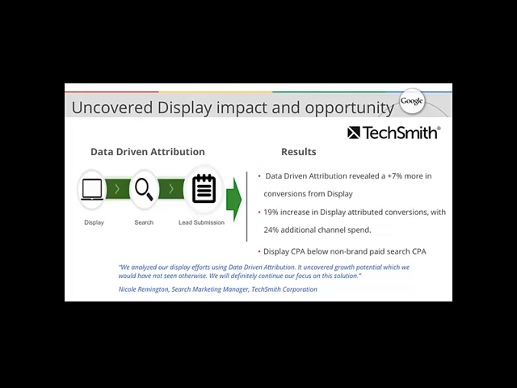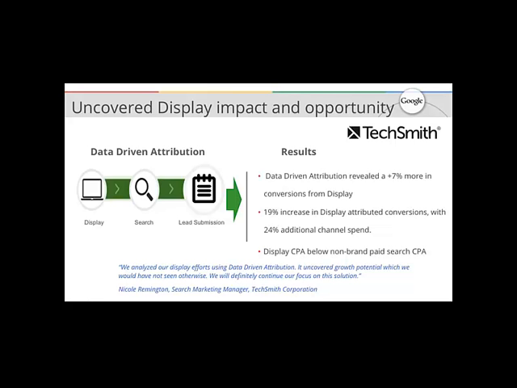Yeah, that's right. So actually 7%. The point was that what they found was that there was 7% more conversions from display than what they were thinking they were getting. And as a direct consequence of that, they said, we want to ramp up our display spends further. Nice. And that increase was about 24%, and that led to 19% more conversions from display as well.